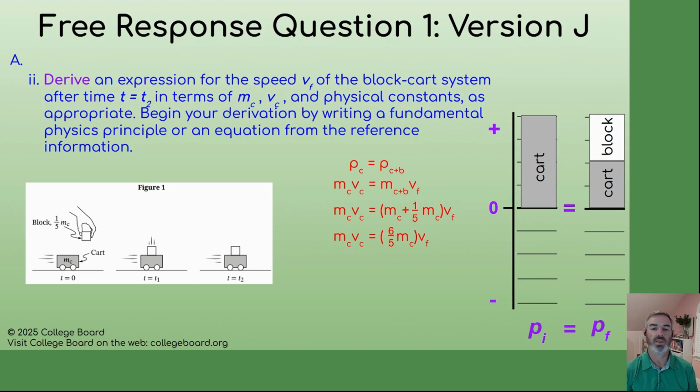Then we can see that we have mass mC on each side, so we can cancel that out, and then we can solve for vF to get vF equal to 5/6 of vC. So we know that the cart slowed down, and it makes sense that it has a slower velocity, but the total momentum is equal because the mass increased.